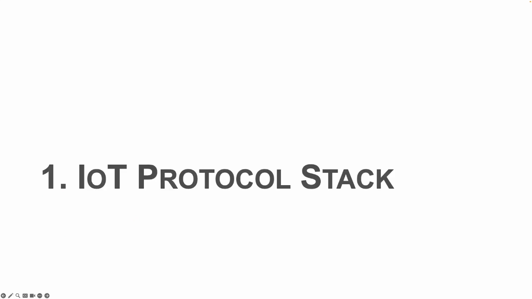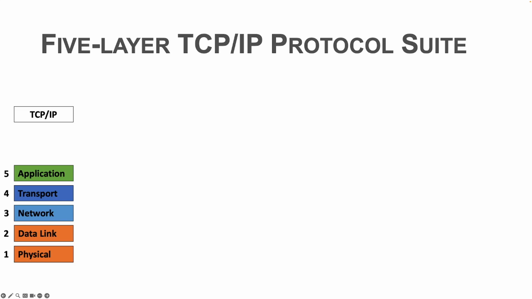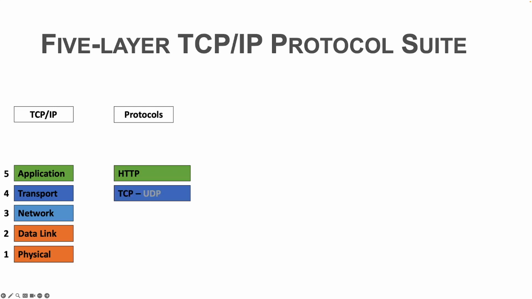Let us now start with the TCP/IP and the IoT Protocol Stacks in order to better understand where the CoAP protocol is positioned. In this video, we will focus on the 5-layer TCP/IP protocol suite. So let's remind ourselves about the protocols at each layer. At the application layer, we have the HTTP protocol among the others. Then the two most common transport protocols are TCP and UDP. At the network layer, we have either Internet Protocol version 4, IPv4, or IPv6.